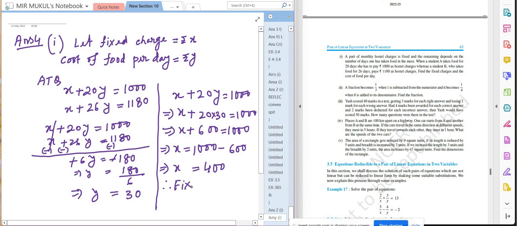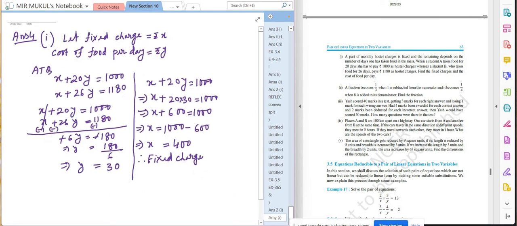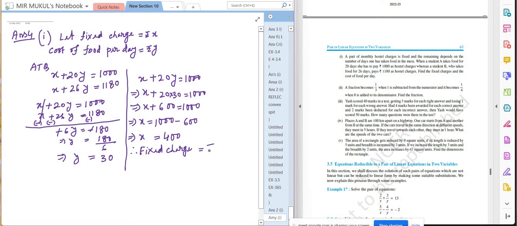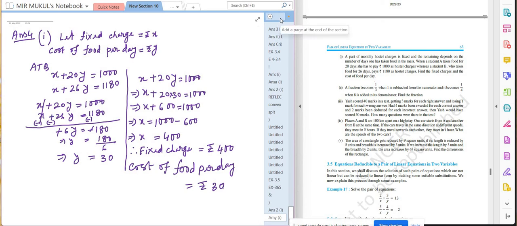Therefore, the fixed charge, how much? 400 rupees. And the cost of food per day, how much? Rupees 30. Okay, understood? Yes, sir. Okay.